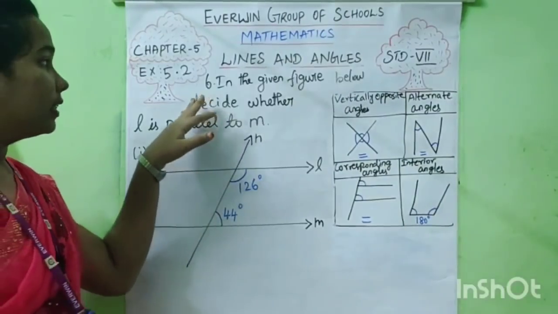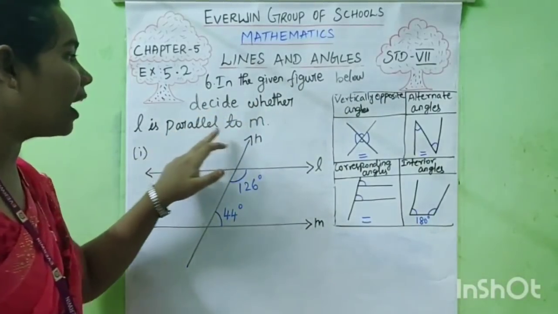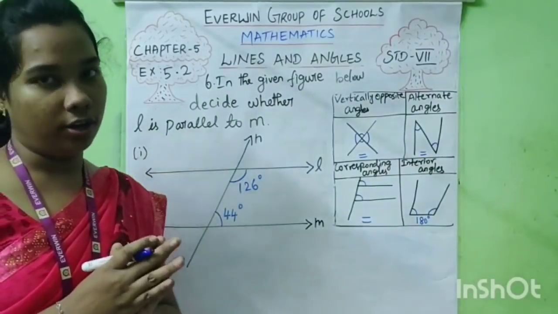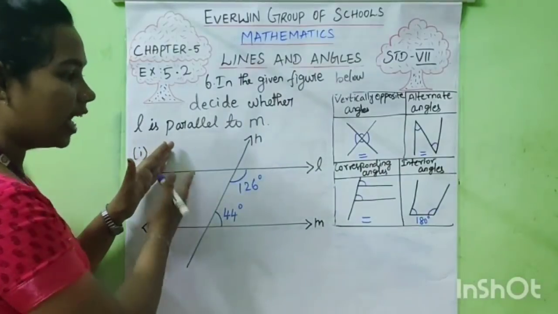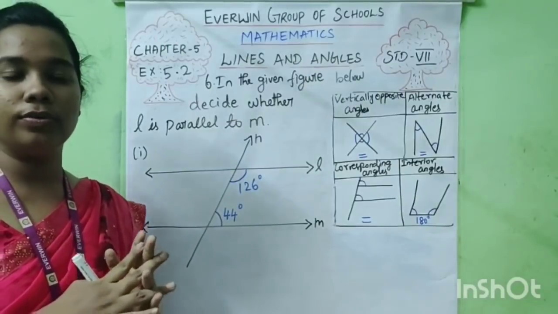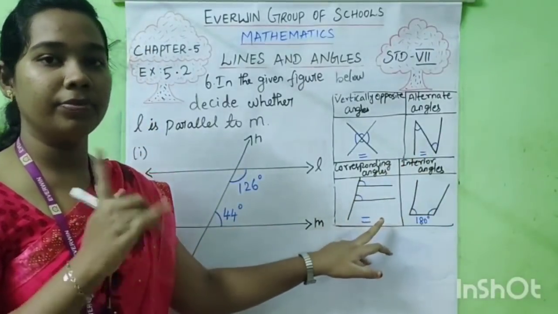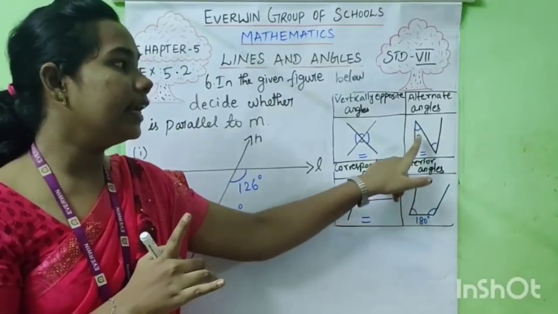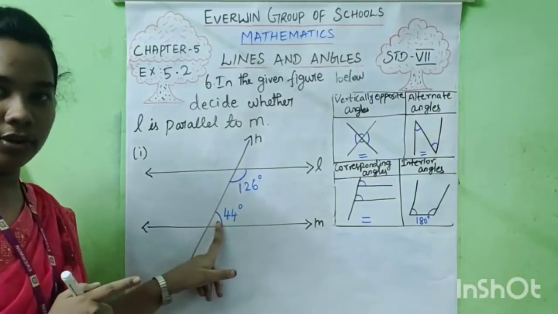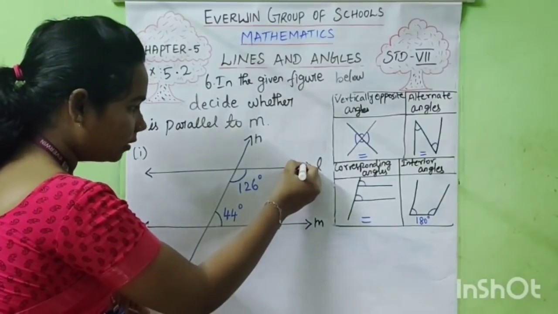Clear children? Sixth problem. In the given figure below, decide whether L is parallel to M. We should find whether the given two lines are parallel or not, children. To check parallel or not, I already told you we should use any of these three properties. What are they? That is corresponding, interior or alternate. See here, 126 and 44 they are given. That is same side of the transversal. See this part.